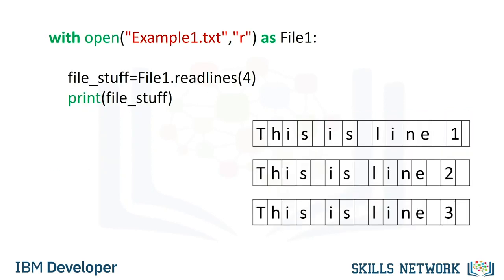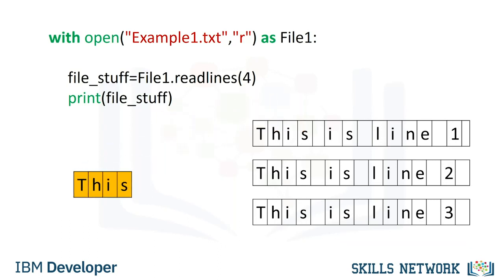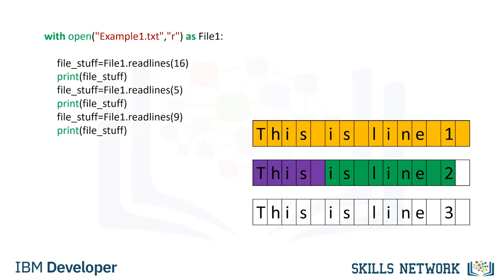Let's represent every character in a string as a grid. We can specify the number of characters we would like to read from a string as an argument to the method readline. When we use a 4 as an argument in the method readline, we print out the first 4 characters in the file. Each time we call the method, we will progress through the text.